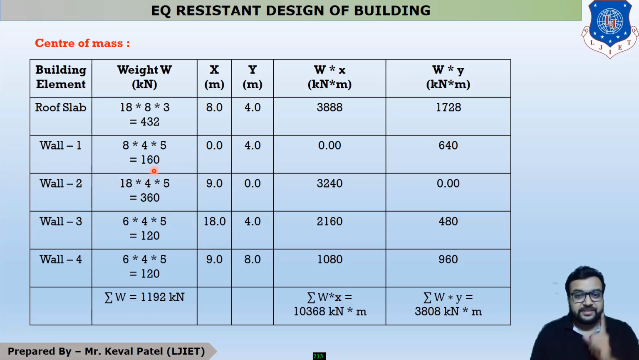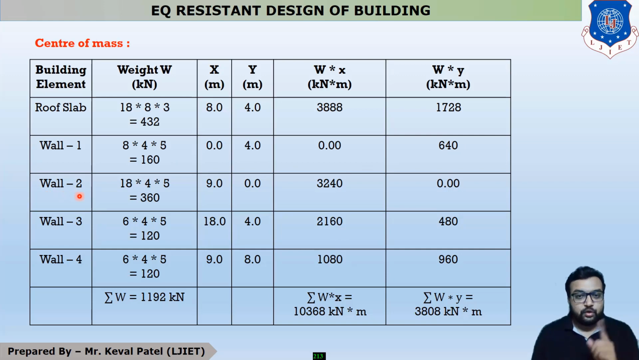Now what is the CG of wall 1? So our wall 1 is at origin, so its distance is 0, and this wall is like this, and this length is 8 meters. So what is the distance in y direction? So distance is 4 meter, 8 divided by 2. Now W into X, which is 160 into 0, is equal to 0, and 160 into 4 is equal to 640.